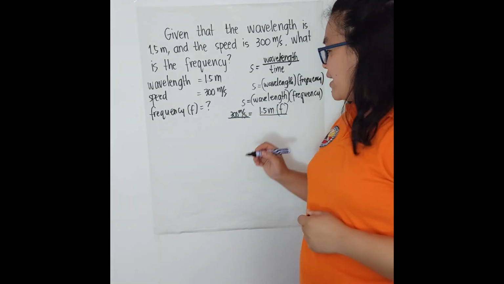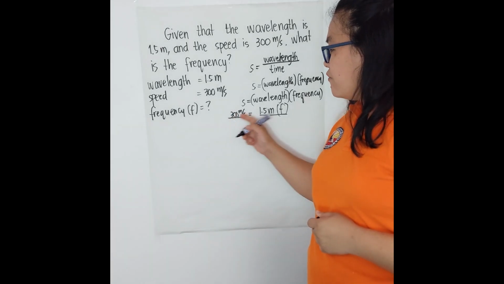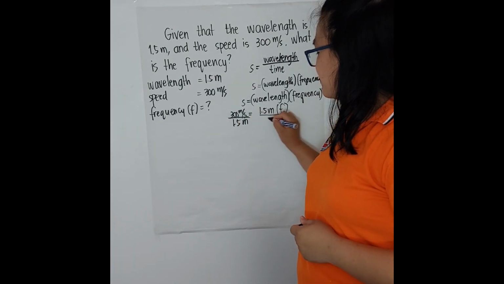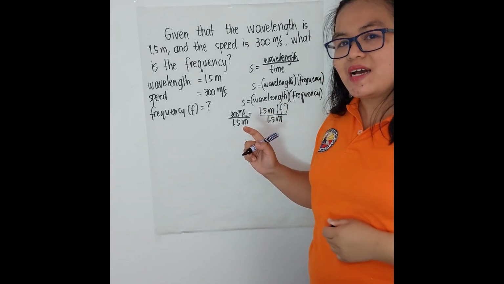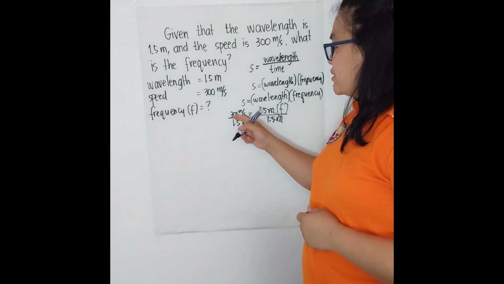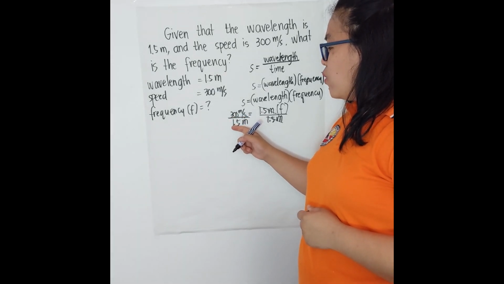So we know that we've got two values, or two numbers here, and we just need to put them together. How do we do that? We just need to divide the left and the right side by 1.5 meters, so that what remains on the right is F, which we are looking for. So 300 meters per second divided by 1.5.